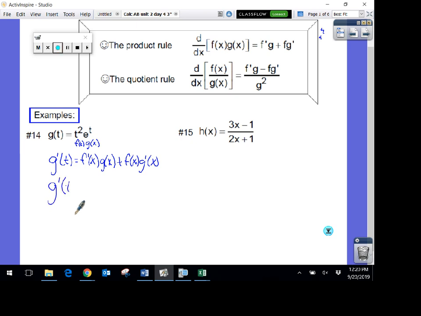So g prime of t, f prime of x. So right here, t squared. We bring that 2 down, 2t to the 2 minus 1. So that's 2t. g of x is just what it is, e to the t, plus f of x. f of x is t squared. g prime of x, that's from yesterday. e to the x, e to the t, e to some letter. t happens to be our independent variable in this problem, so the derivative of e to the t is e to the t. So there is your derivative.